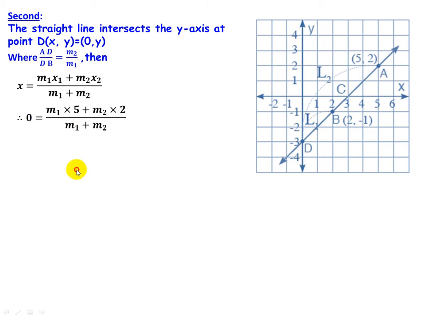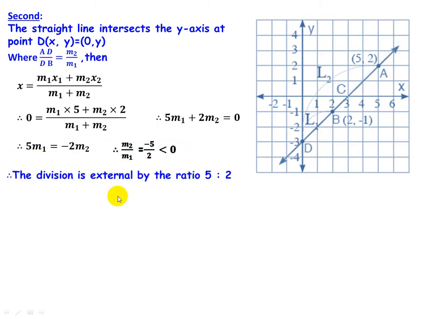Crossing multiplication, you find that 5M1 plus 2M2 equals 0, which means that 5M1 equals negative 2M2. So M2 over M1 equals negative 5 over 2, which is less than 0. So the ratio of division here is negative, which means that the type of this division is external. So the point D divides line segment AB externally by the ratio 5 to 2.